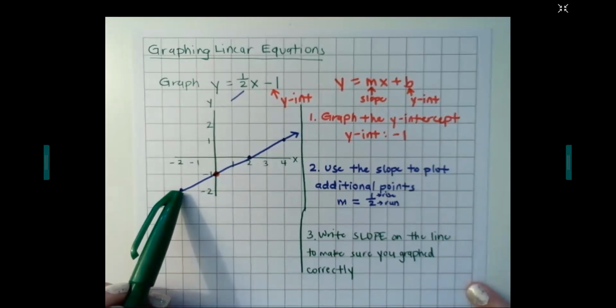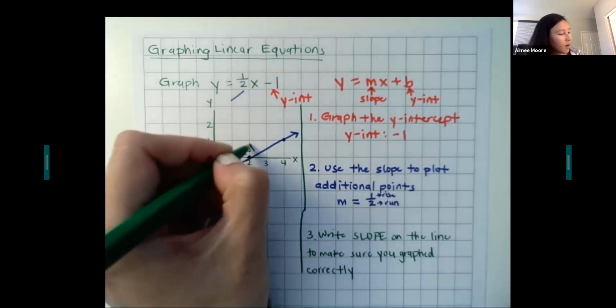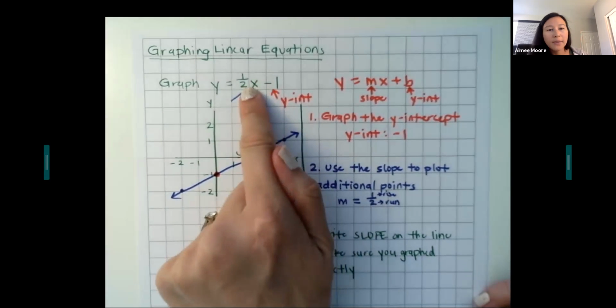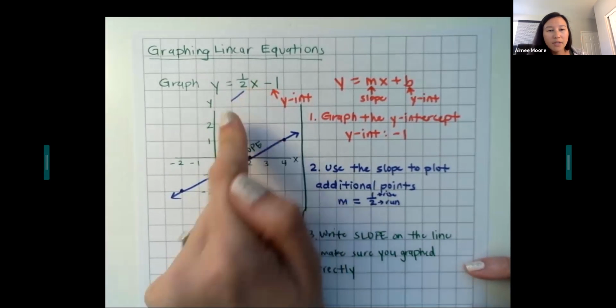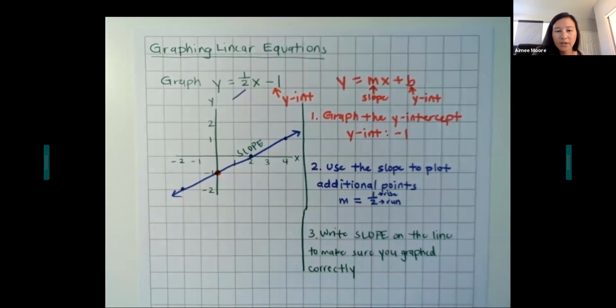Okay. And then the last step is we just write slope on the line just to make sure that we graphed a positive slope. If it's supposed to be positive, it's just a little check, which in this case, I have a positive slope and the slope in my equation was positive. So I'm pretty sure I graphed it correctly.